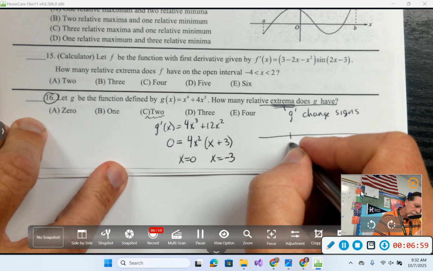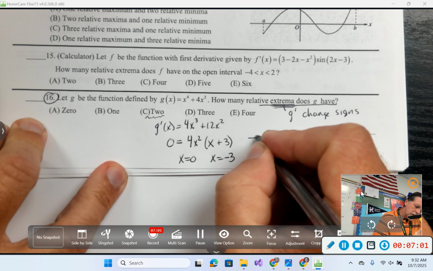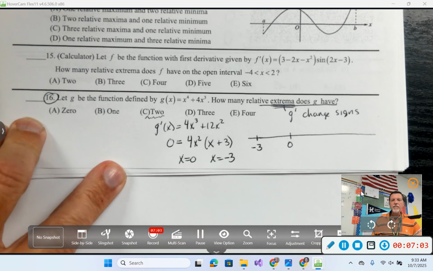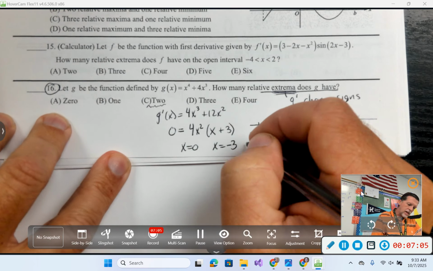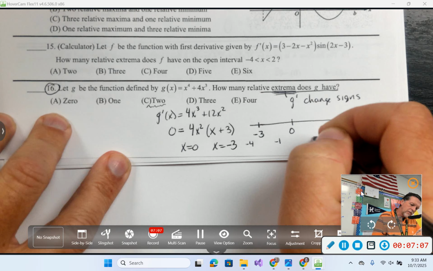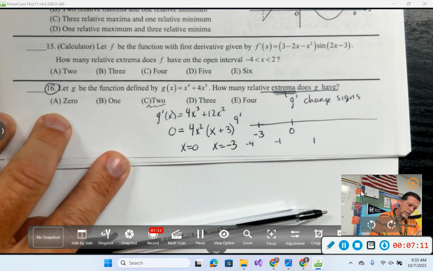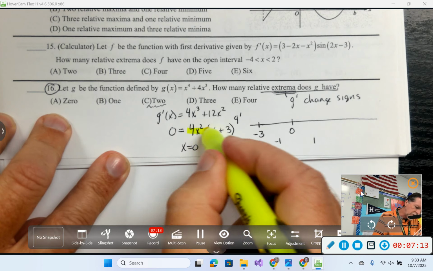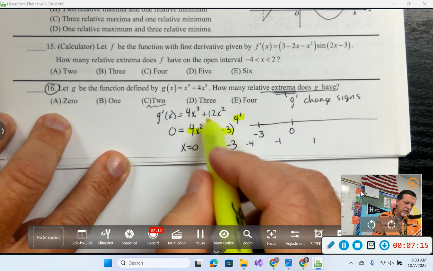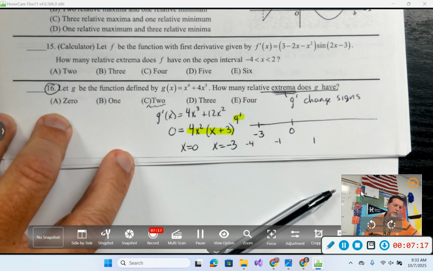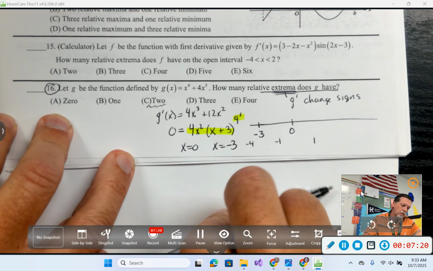So on to the number line we go. Oops, negative 3 is to the left of 0. I'll check negative 4 and negative 1 and 1 into g prime. I'll check it into the factored form. I think that's easier. If you want to check it into the original, that's fine too.